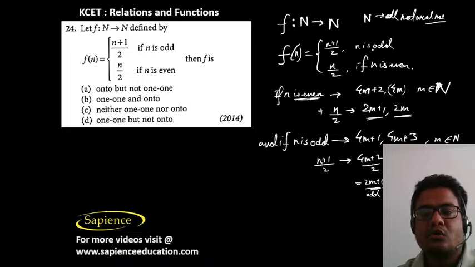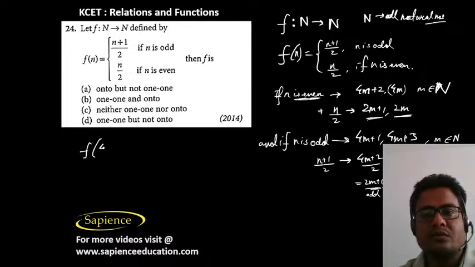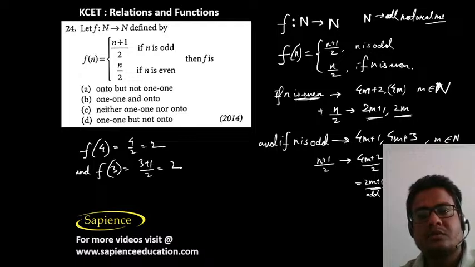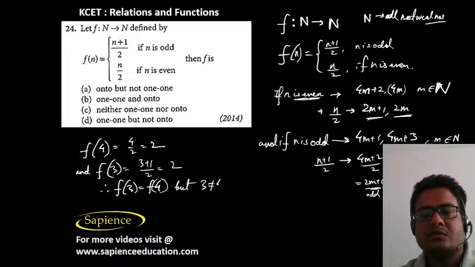So we have to find if the function f is one-one or onto. So suppose, for example, f of 4 will be 4 by 2, which is 2, as 4 is an even number. And also f of, suppose 3. 3 is an odd number, so it will be (3 plus 1) by 2, that is 4 by 2, which is 2. So therefore f of 4 is equal to f of 3, but 3 is not equal to 4. So therefore the function f is not one-one.